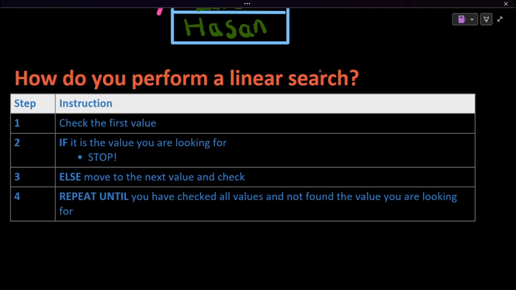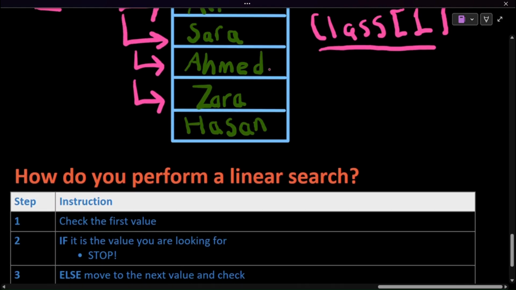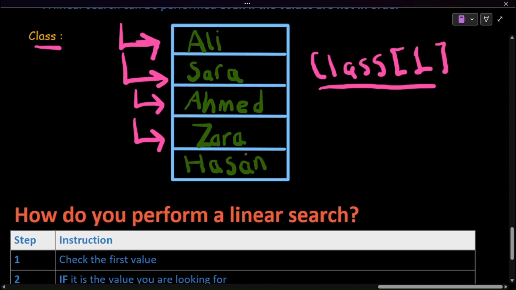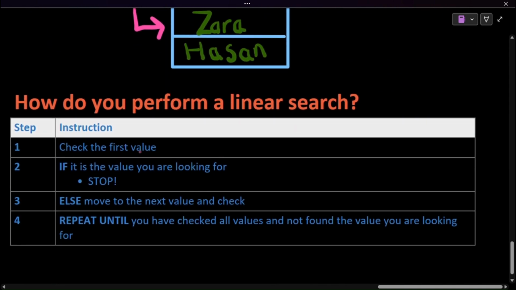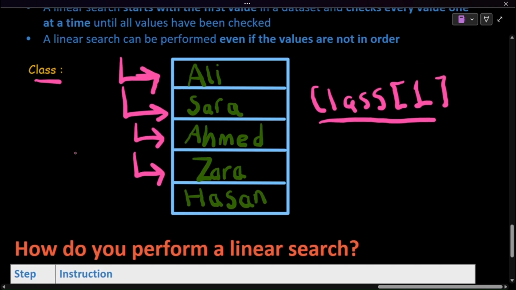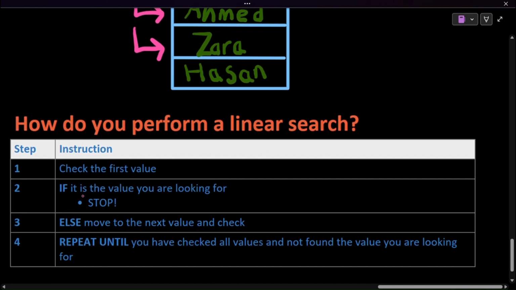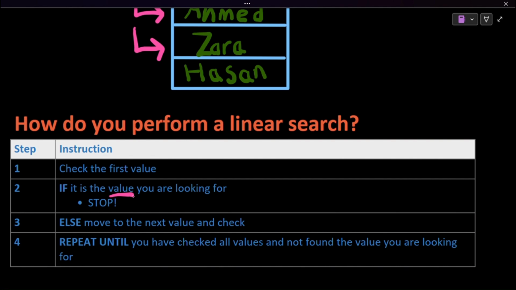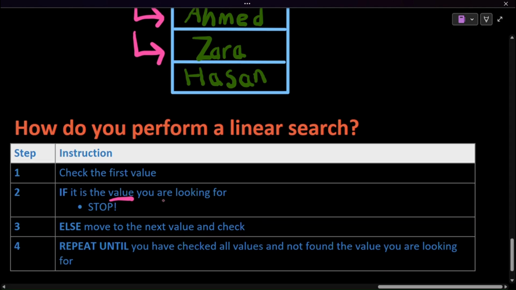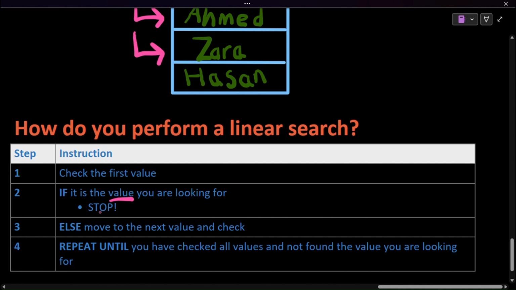Again, I'm giving you the previous example, where I have to find Zara in the class array. Alright? So the first step is to check the first value. The first value is Ali. Class[1] is Ali. Is it the value? Is it Zara? No, it's not. So we will not stop here. We will go to the third step.